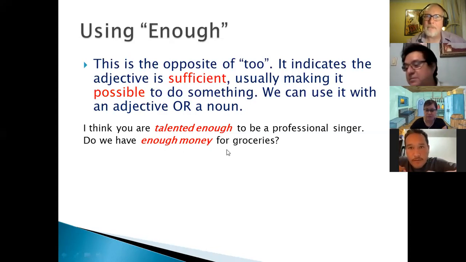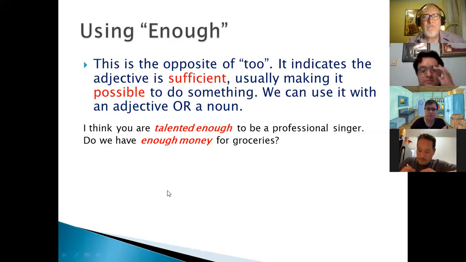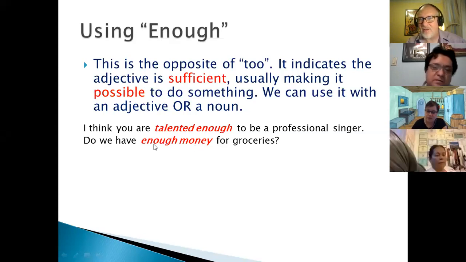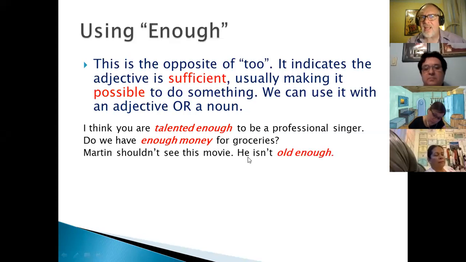Enough money. Notice, money is a noun, and where does the word enough go? In front, right? Notice the two different positions. If you have an adjective, after. If you have a noun, before. Martin shouldn't see this movie. He isn't old enough.